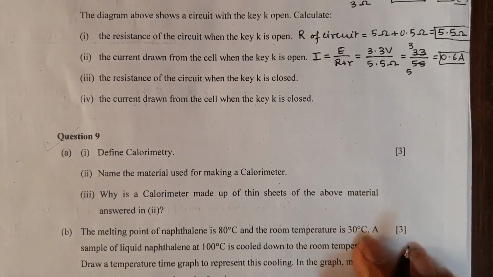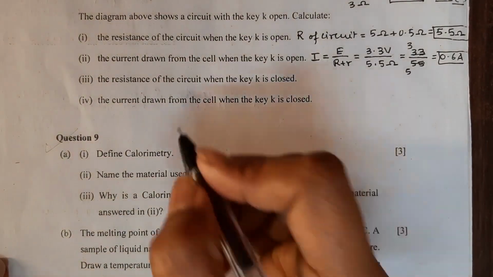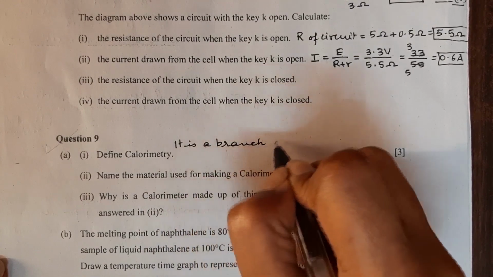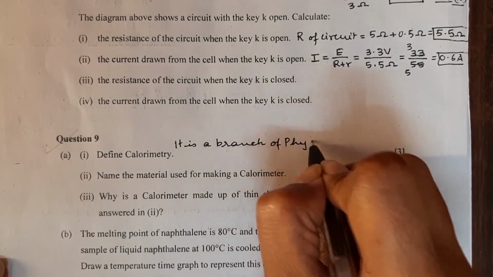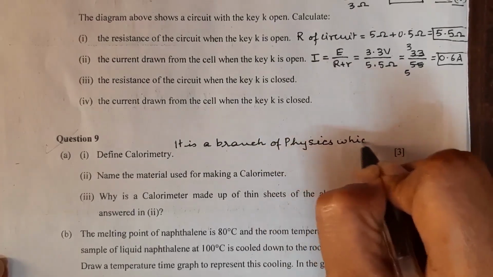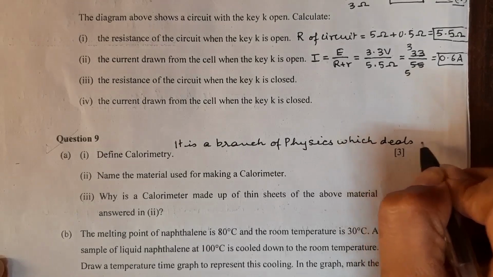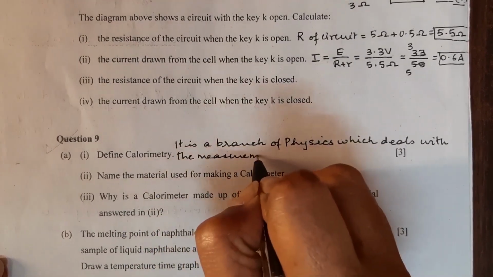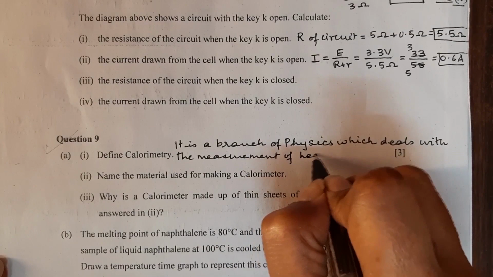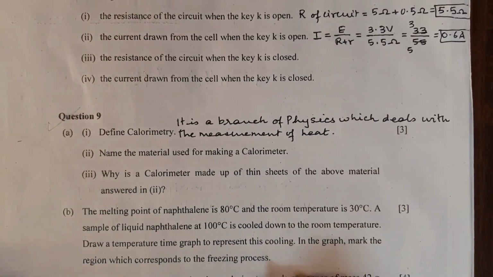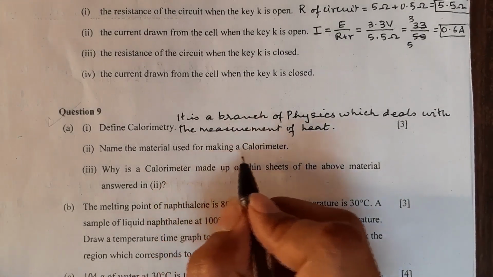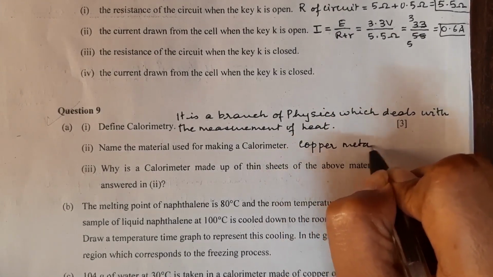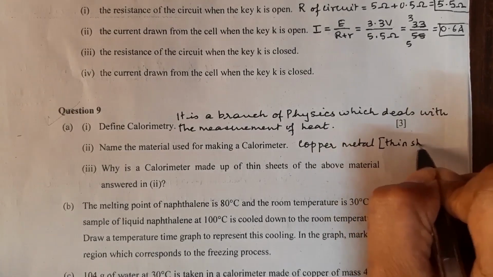Let us come to question 9. Define calorimetry. Now calorimetry is a branch of physics which deals with the measurement of heat. Second part: name the material used for making a calorimeter. It is copper, a metal, and it is a thin sheet of it.